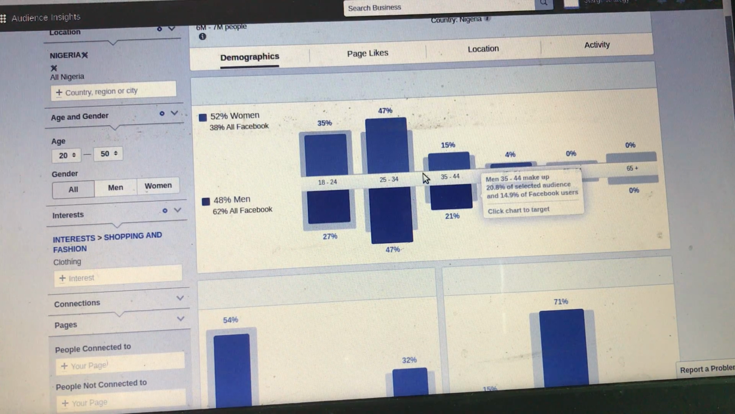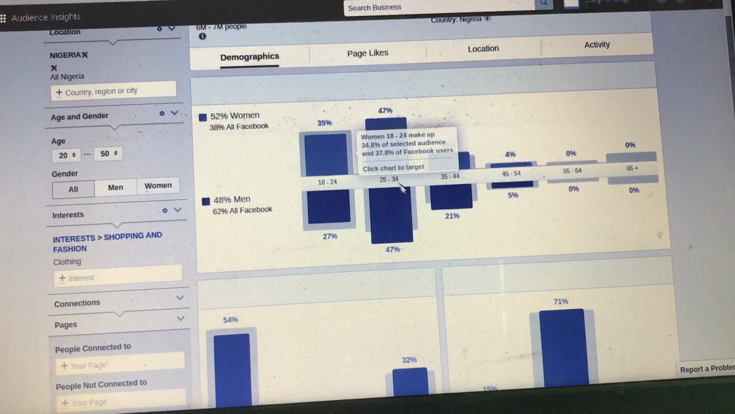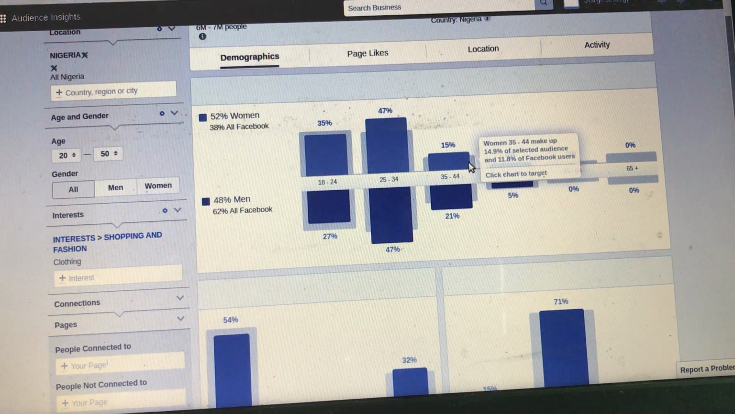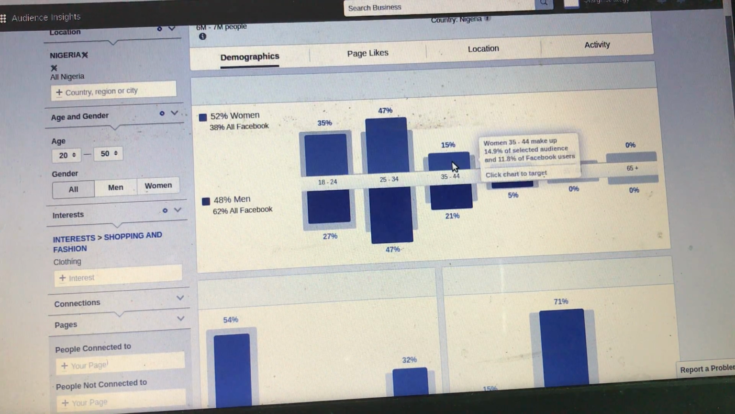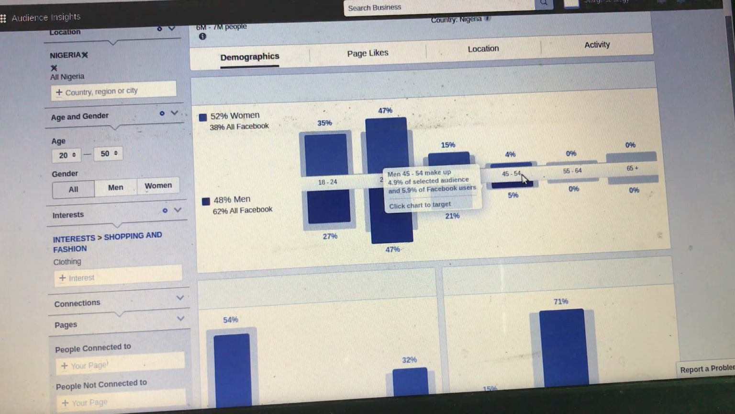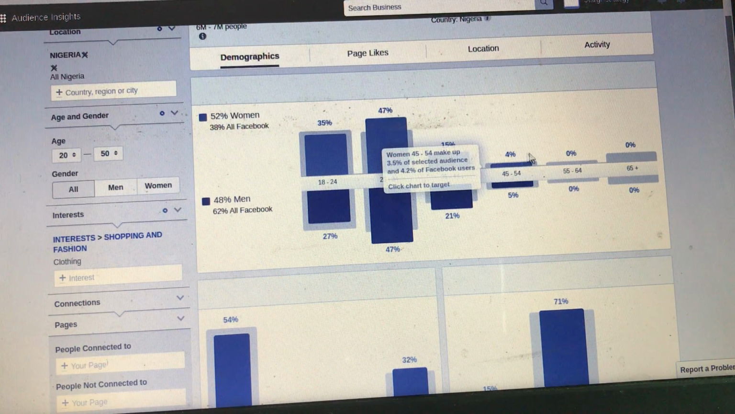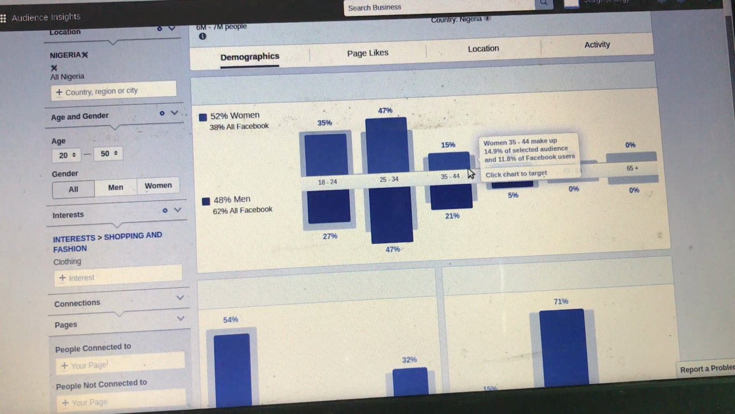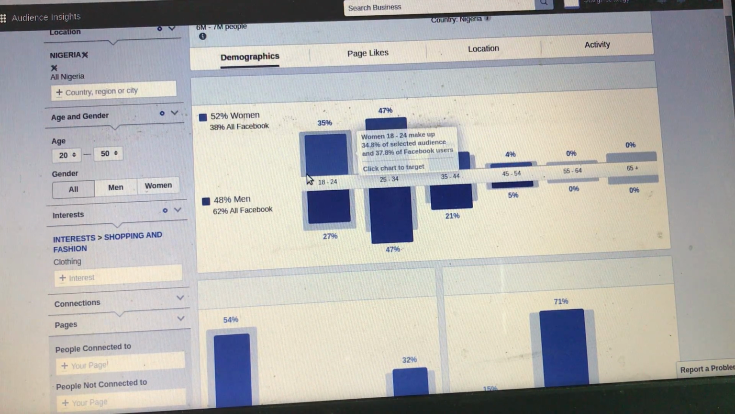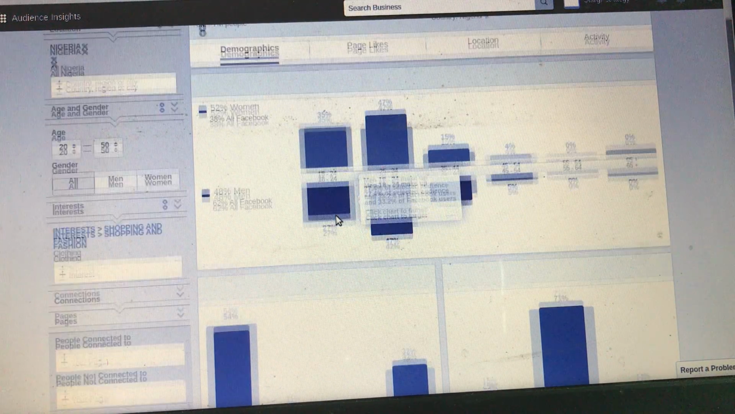So let's say if you are targeting, you might not want to pass the age 18 to 44, because these are really the age range that has the highest interest. So let's say the remaining 45 to 54 does not really have that much interest, so you might not want to target them because only a few percentage of them are interested. So you can just probably stop your age at 18 to 44. So the same thing for men.